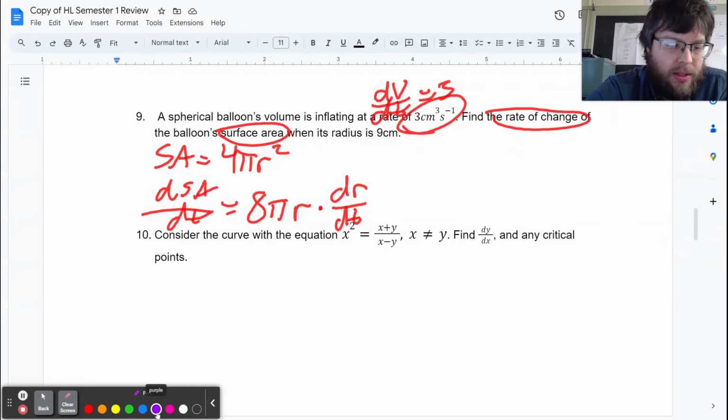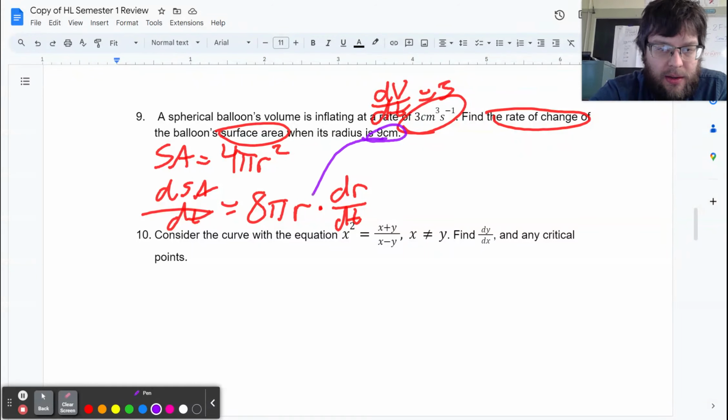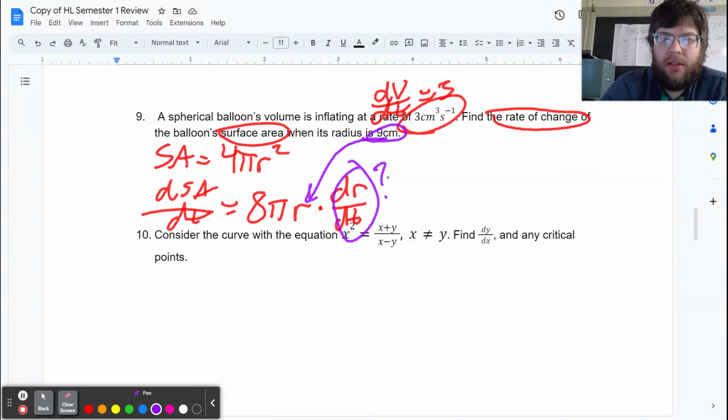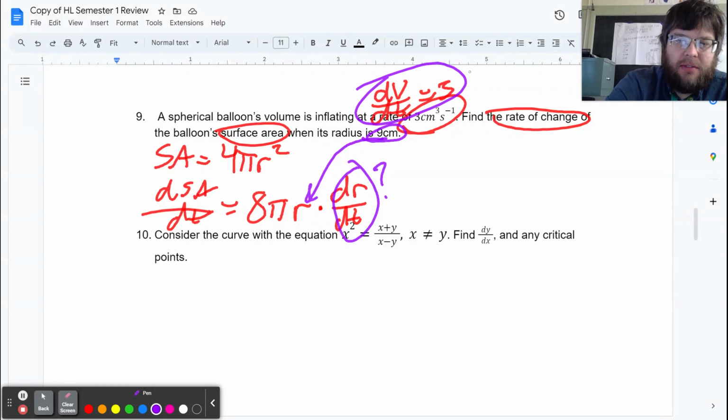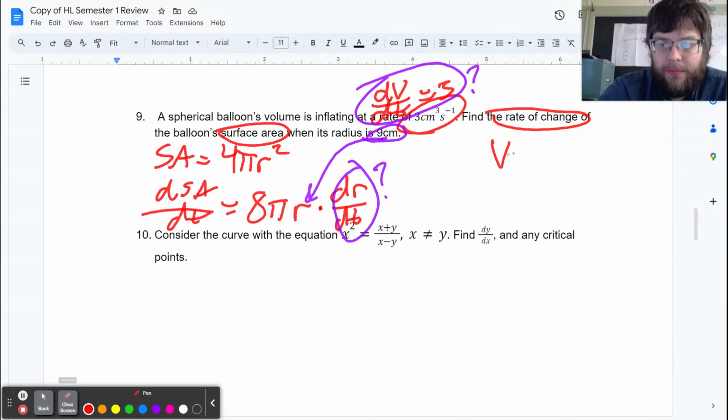Unfortunately, I know that the r value is given as 9, but I don't know what to do with dr/dt. And the question gives me dV/dt. So how can dV/dt become dr/dt? And that's why I like this question, because it requires you to set it up in two different ways and combine those clues together.